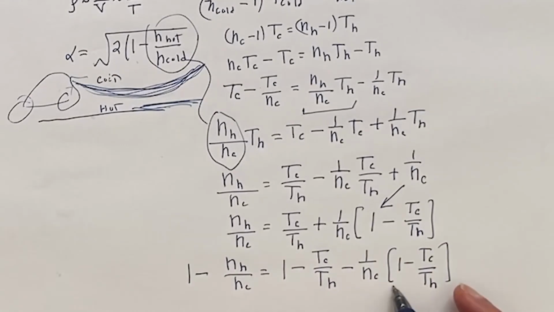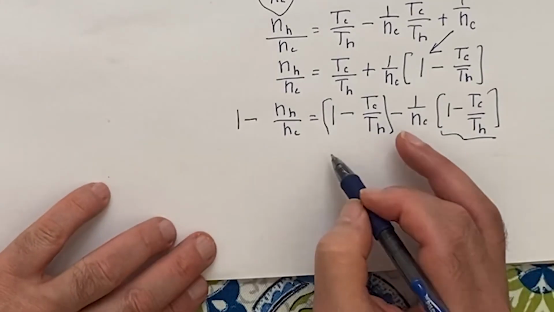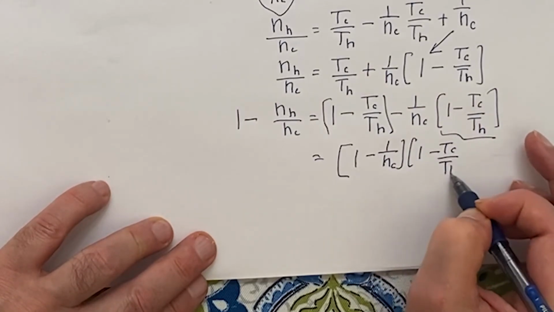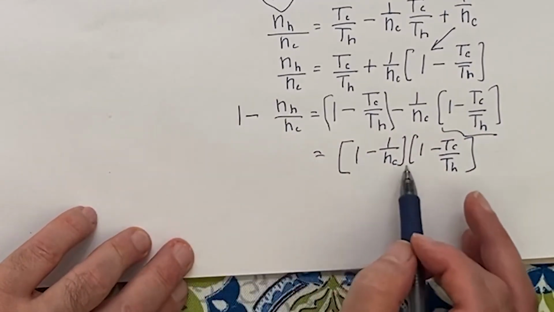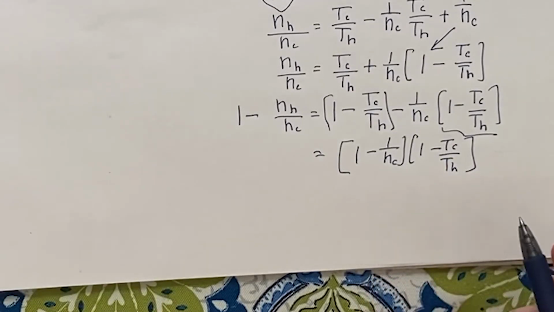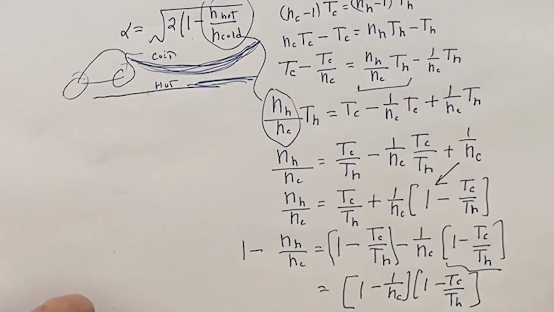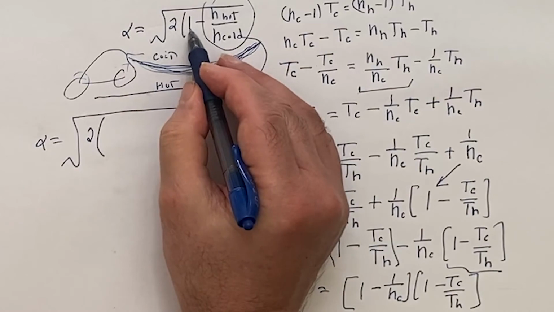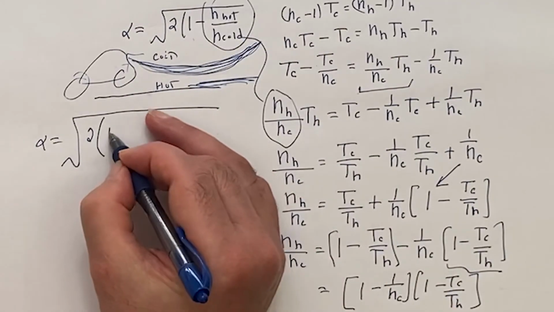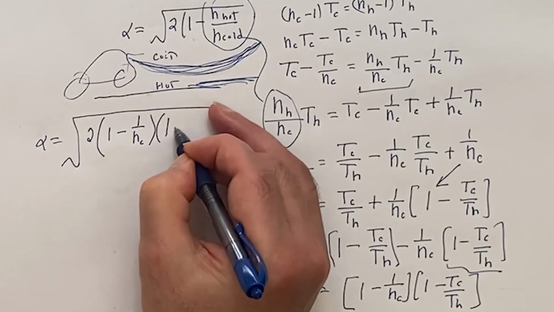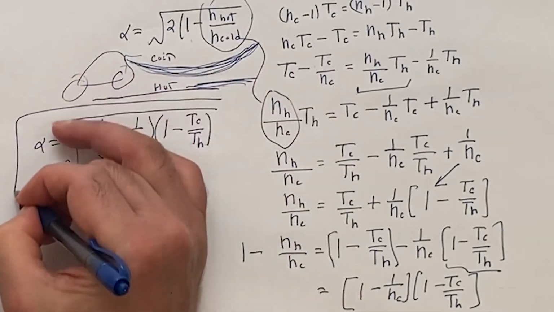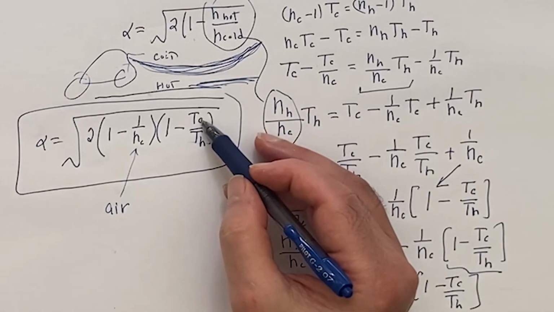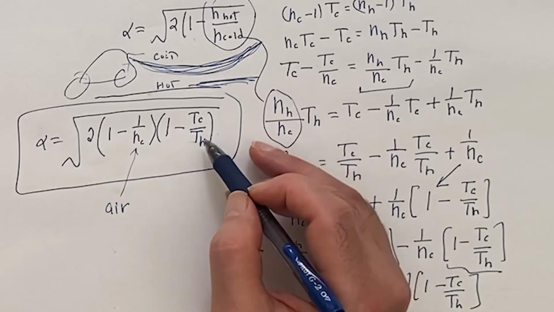And here, watch this cool trick. This thing here is the same as this here, which means we can do another factoring and say 1 minus 1 over Nc is 1 minus Tc over Th. This is really neat because it has your temperatures and the index of refraction, which is the cold index of refraction, the ambient air. So for alpha, take the square root, we have the 2, and for the 1 minus this, we put it all in here: 1 minus 1 over Nc, 1 minus Tc over Th, and that's a nice formula. This is the index of refraction of the ambient air, and the cold is the temperature of the ambient air, and you divide by the temperature of the hot road surface.